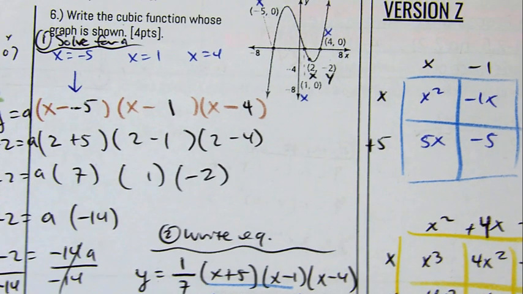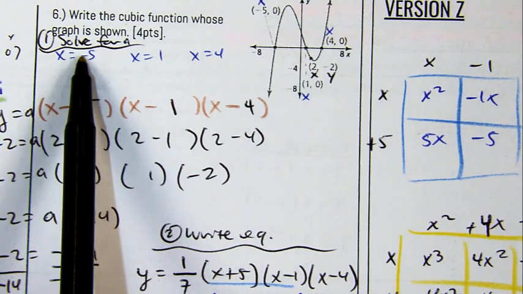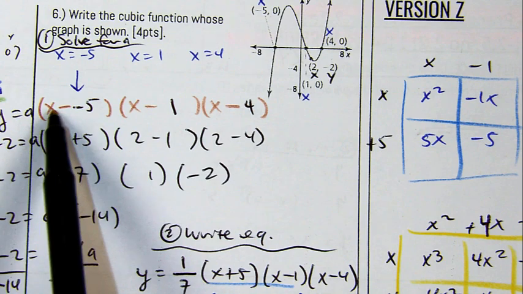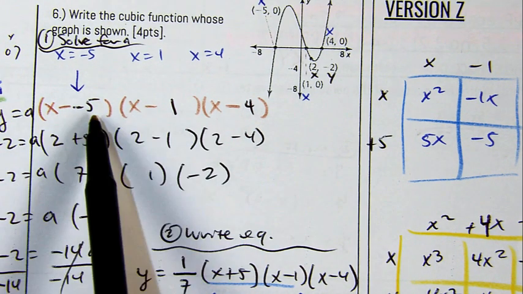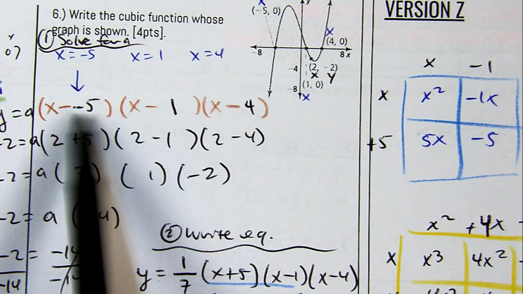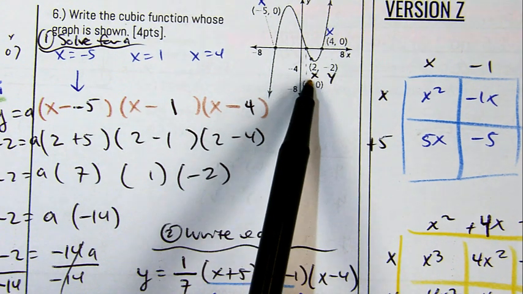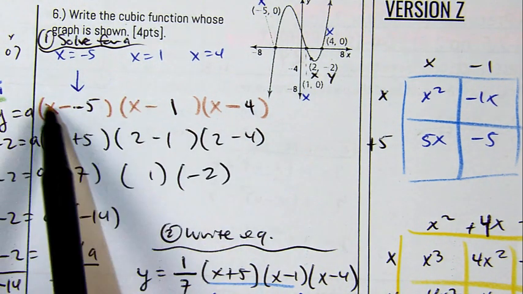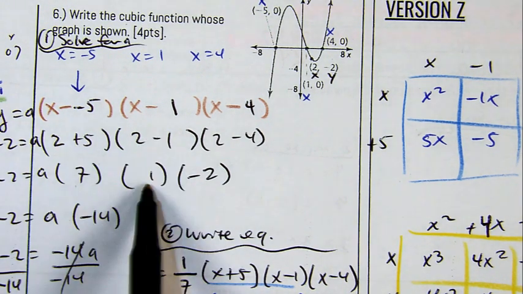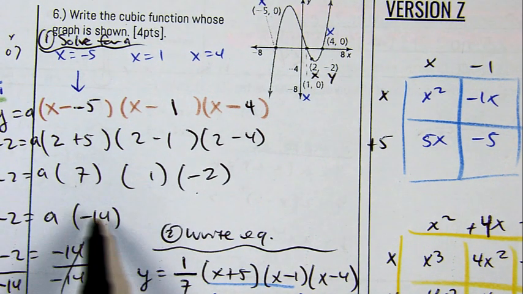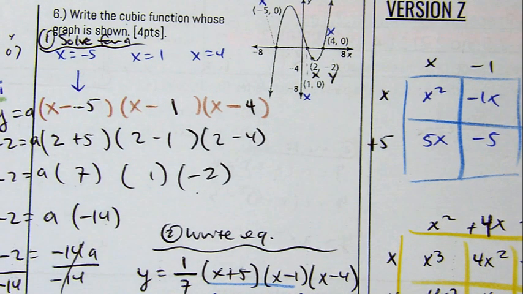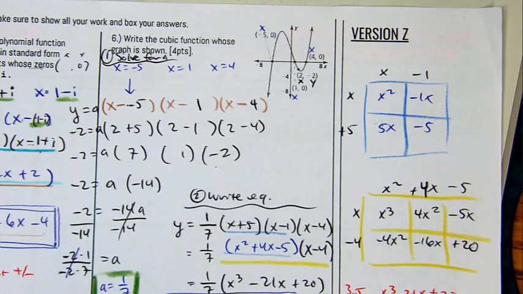So the first thing you're going to do is solve for a. You have x equals -5, x equals 1, x equals 4. You're going to put those into your binomials. So you have, remember in brown, the intercept or factored form. And since that is -5, that becomes +5. -1, -4. And then your x coordinate from up here, x is equal to 2. So every x value you're putting in 2. Every y value you're putting -2. And what we're doing here is we're solving for a. You get 7, 1, -2. That's -14 times a. So divided by -14, this is really 1/7. So your a value is 1/7.